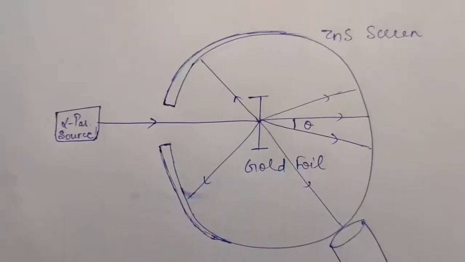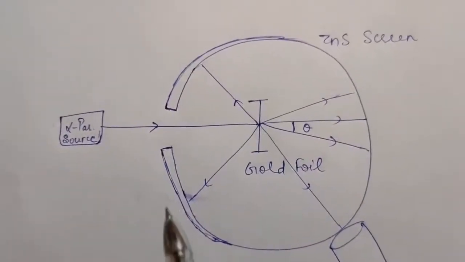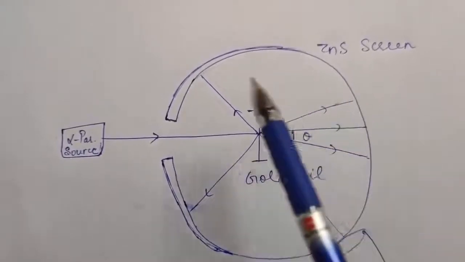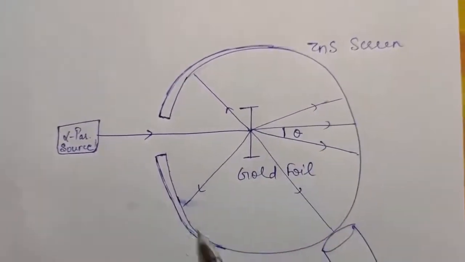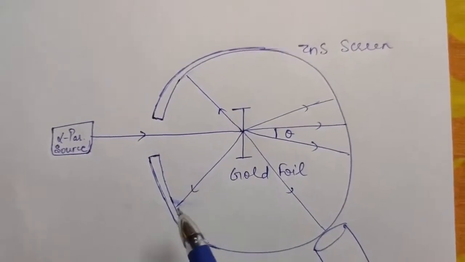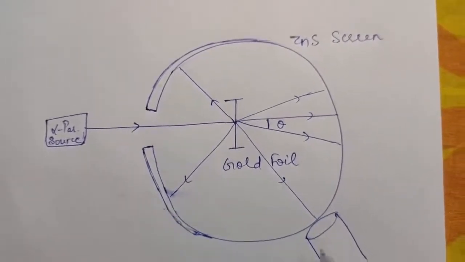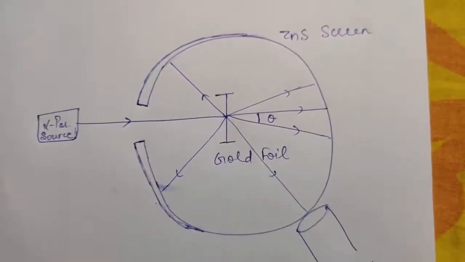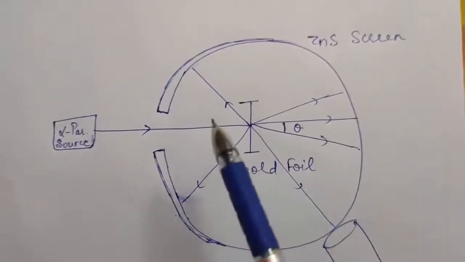Students, do one thing, there is a correction in that diagram. Make the zinc sulfide screen more circular so that the alpha particles which are deflected or reflected in this direction can also be seen through the detector. So make it much more circular. Rest of the diagram is the same.